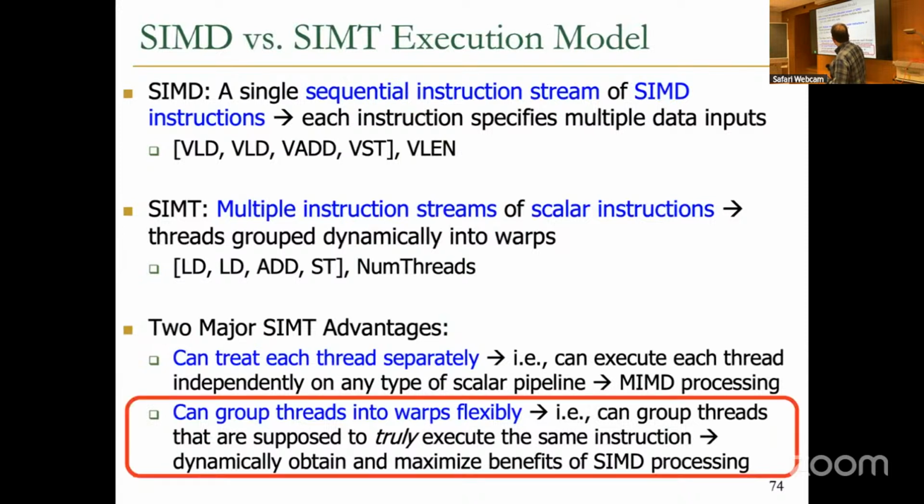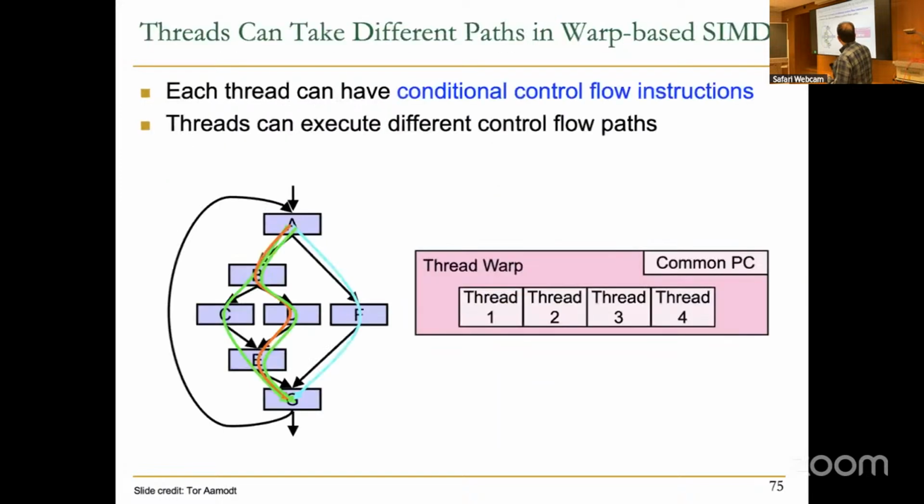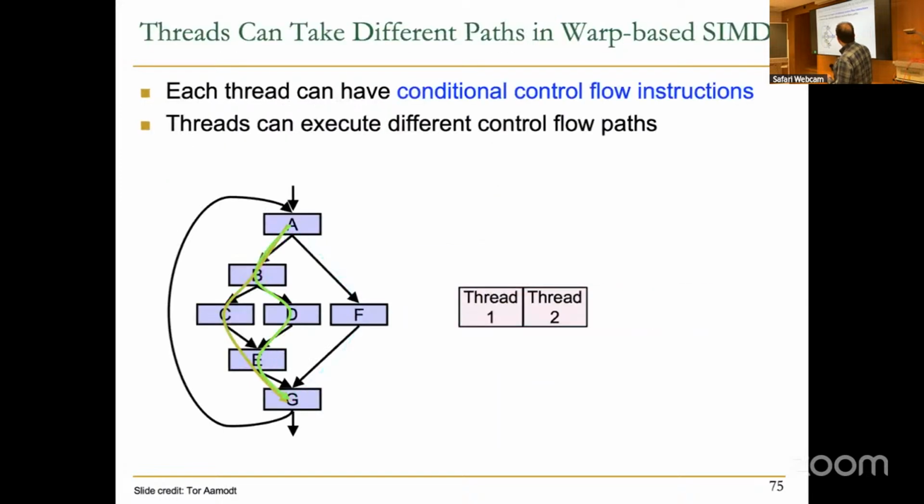So we finished the first part, but now I want to talk about how we can group threads into warps flexibly. This is what I was discussing. This is the control flow graph of an example application, and you have several threads. But different threads, even though they have the same kernel code, might take different paths because they are working on different data.